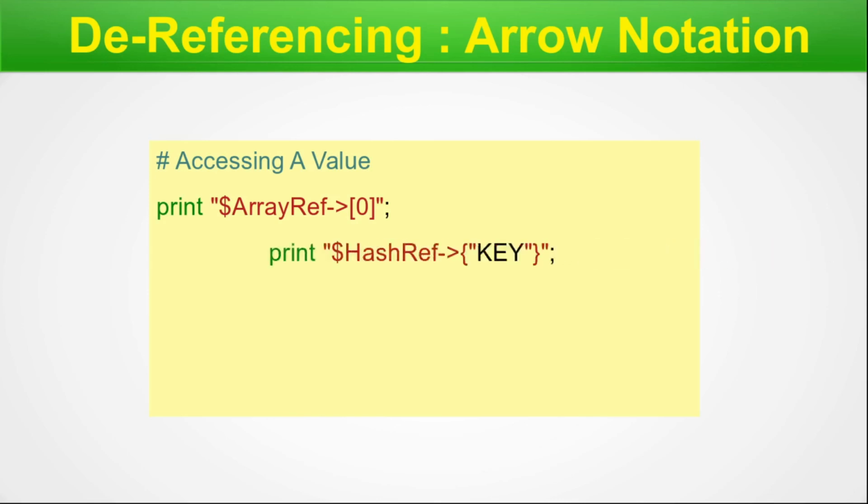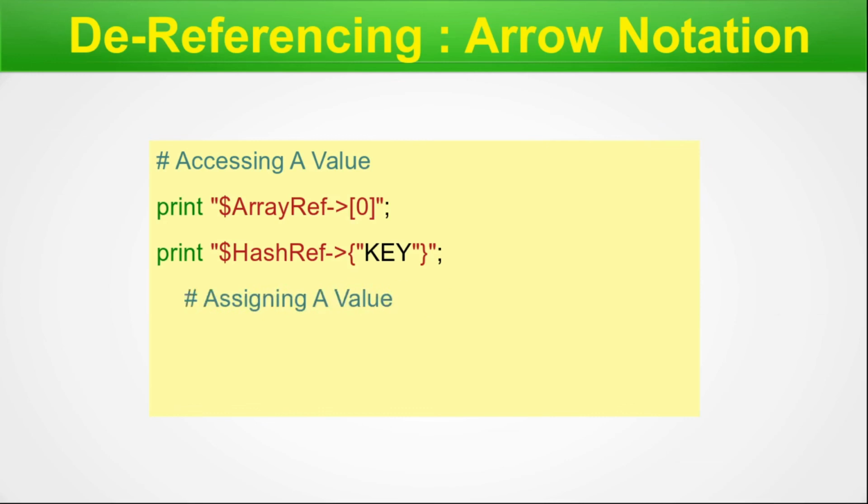Similarly for a hash we write $hash_ref, then one dash, then one arrow, and then within the curly bracket, that is the second bracket, we put the key. So this will give the value corresponding to the key of the anonymous hash.